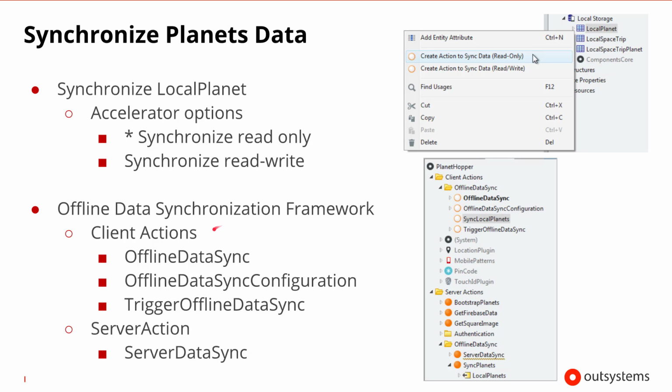That framework includes 3 client actions: one to do offline data sync, one to configure that synchronization, and another one to trigger it. It also has a server action to do the server data sync. So here we can see our offline data sync, and once we run our accelerator, it will create a sync local planets. And then in the server actions, there is the server data sync, and it will add a sync planets. So this will make more sense as we go through the process. Let's go ahead and get started.